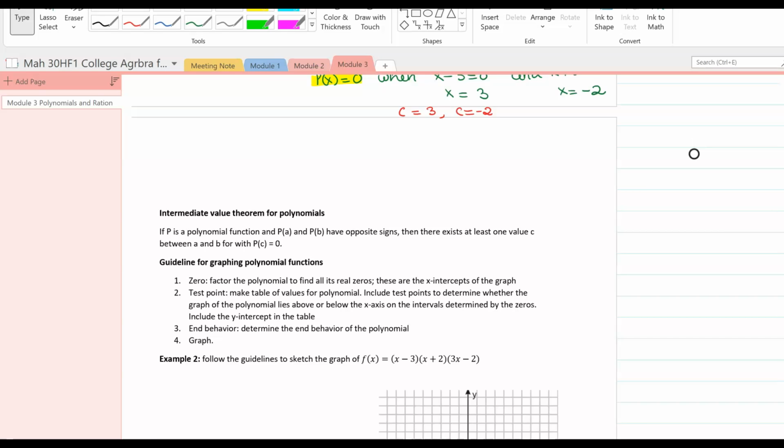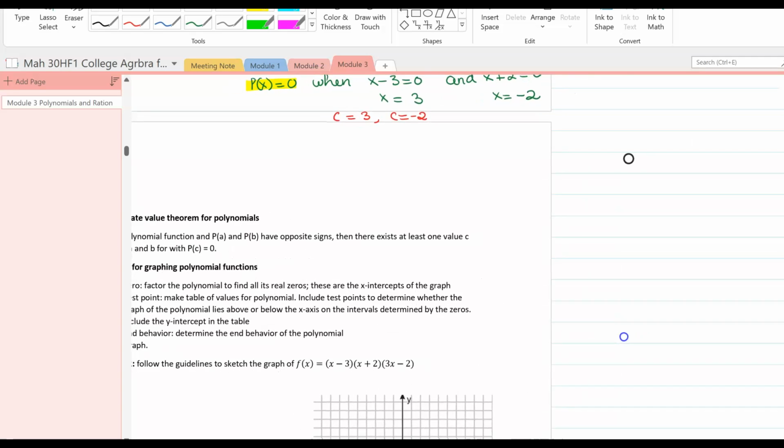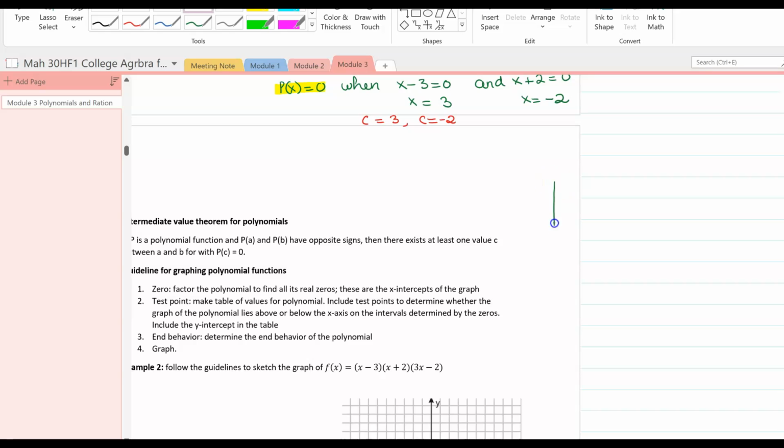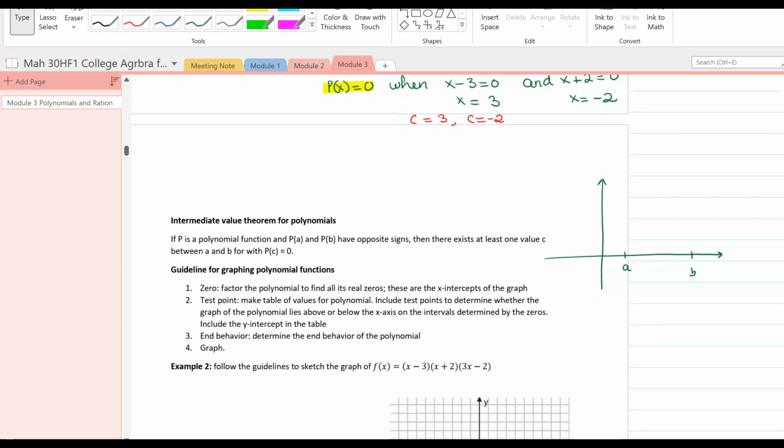Intermediate value theorem for polynomials. If p is a polynomial function and p of a and p of b have opposite signs, then there exists at least one value of c between a and b for which p of c equals 0. So let's take a look at this simple graph. Say here you have a polynomial, and here values a and b, and let's just say p of a is positive and p of b is negative.